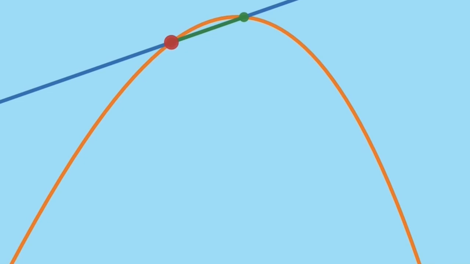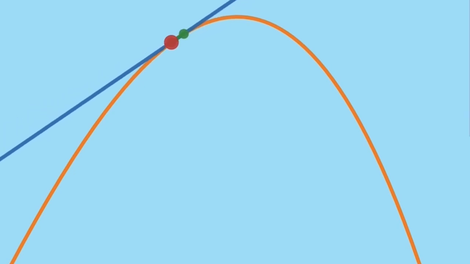But if we start to reduce the distance between the 2 points like so, you'll see that when the distance is really small, at the moment the difference between the x values is 0.00001, then you'll see that this line is very close to being tangent to the curve.